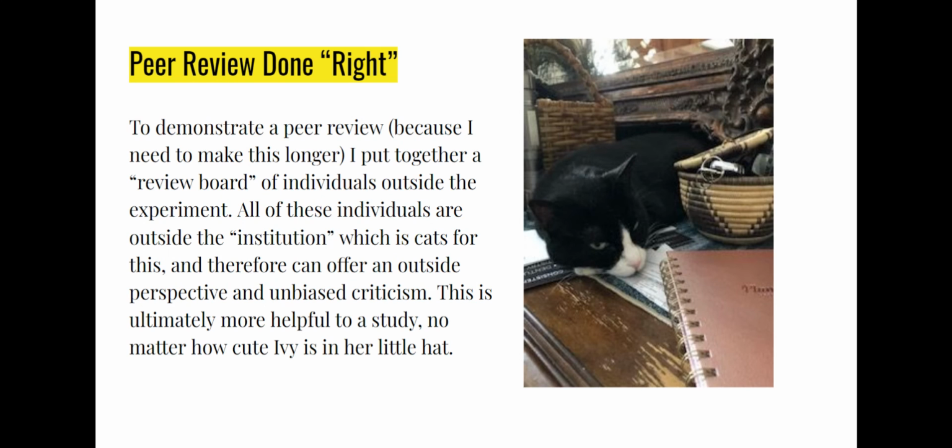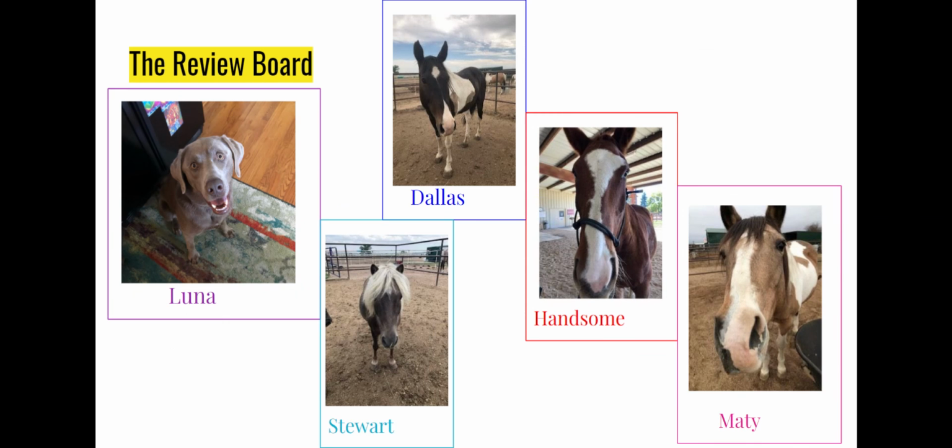So to demonstrate peer review done right, because this needs to be longer, I made a review board of individuals outside the institution, which is going to be cats for this, and someone who's outside the institution can offer better unbiased criticism. It's more helpful to a study, even though Ivy is adorable in her little hat. So here's our review board of people outside of cats. We got dogs, we got a pony, we got horses. It's great.